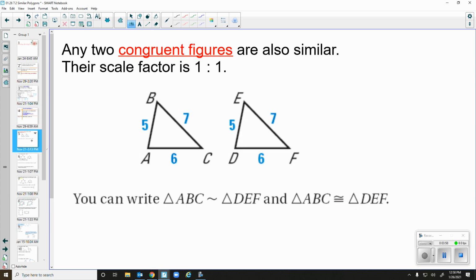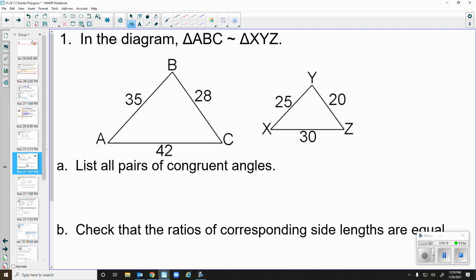All right. So that's what this is saying. Congruent figures are also considered similar. It's just that they have a scale factor of 1 to 1. Scale factor is whatever you're multiplying by to get from one figure to the other. Which is what we're looking at here. On our two figures, it gives you your similarity statement, so you know all of the sides that are corresponding.